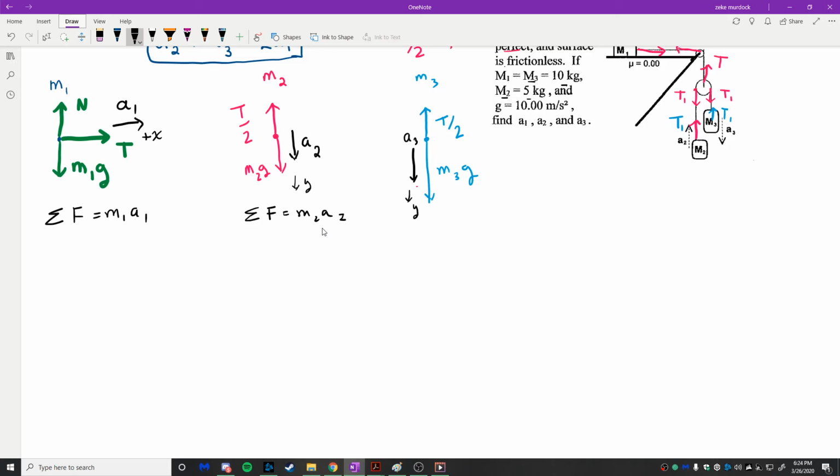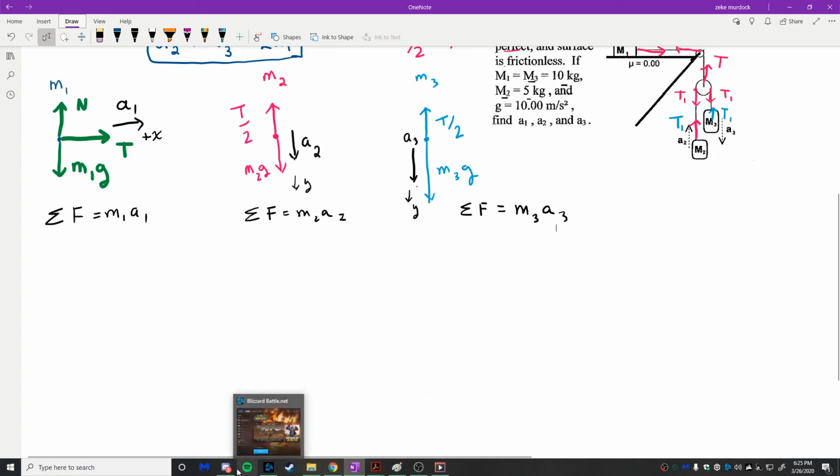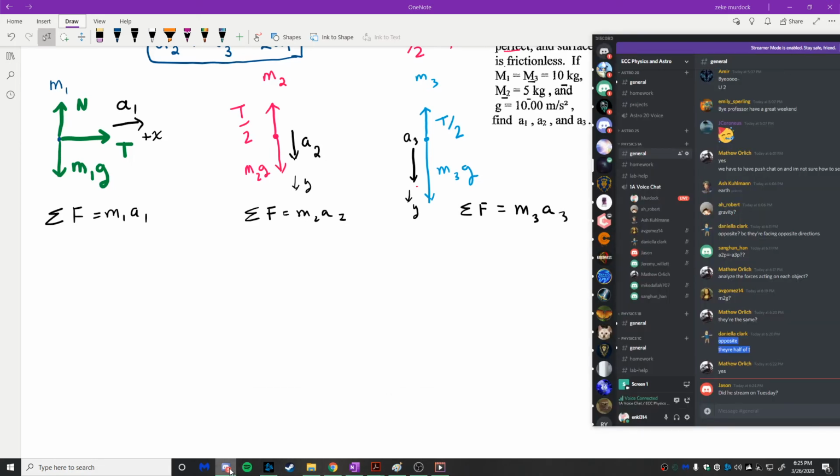The direction of the acceleration has to be positive. And for this one, the net force acting on M3 should be equal to M3A3. Now, these are not hard to write out, so I'm going to give you a minute or two. Can you write the next line of what happens in these equations? I'll stop for a second and let you do that. Again, if you have questions, let me know.